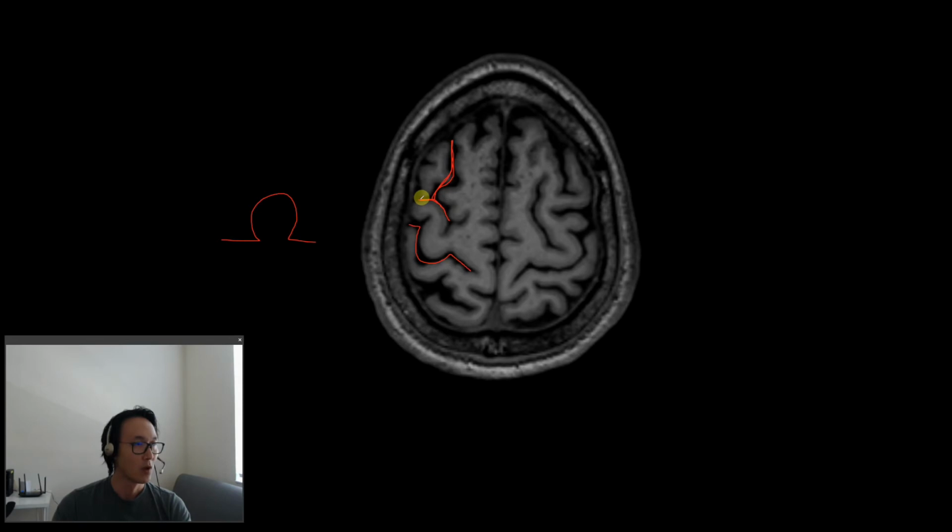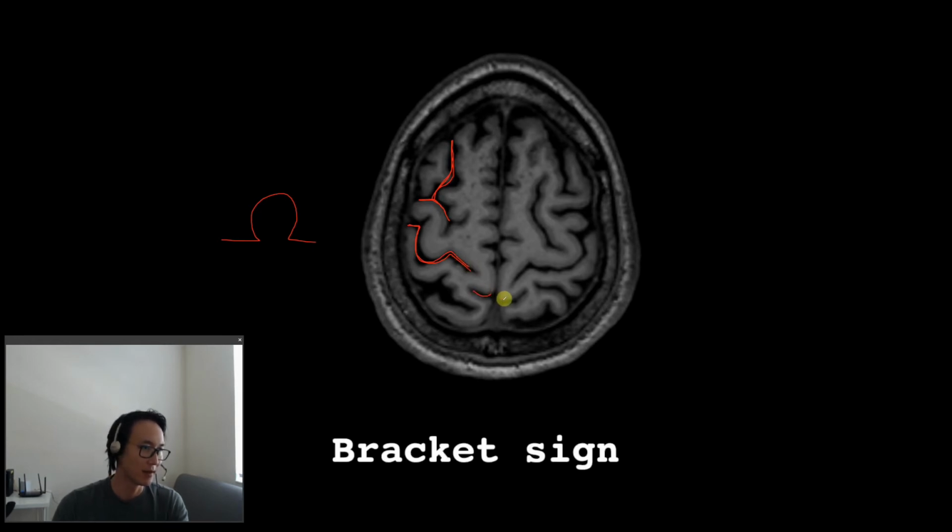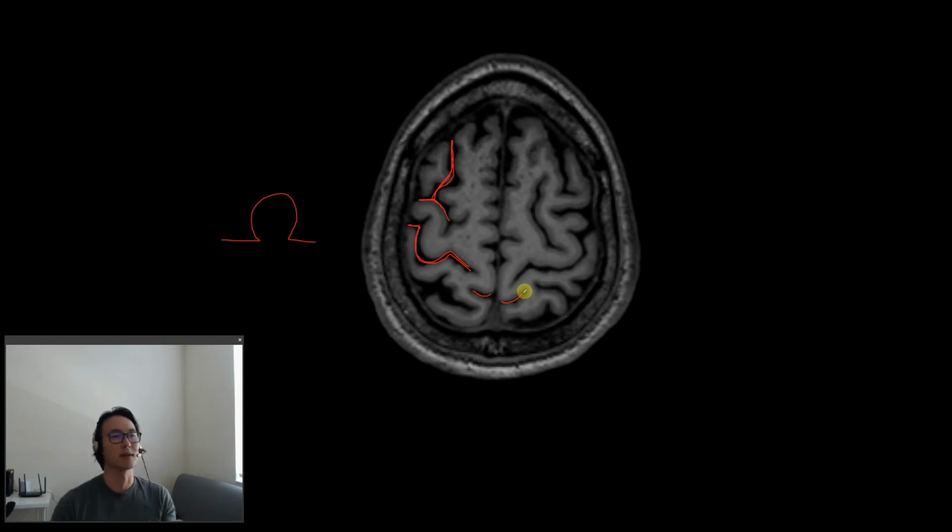Okay, so once you have localized the precentral sulcus, you know that the next one, posterior to it, will be the central sulcus. So that was tip number 2. Tip number 3 is the bracket sign. The bracket sign is very useful because once you have localized the bracket sign, you know that the next one in front of it will be the central sulcus.